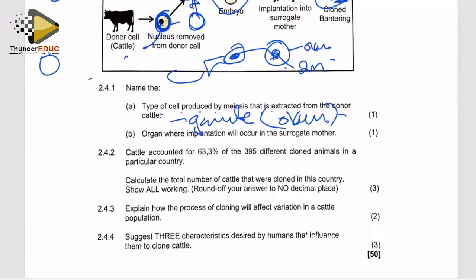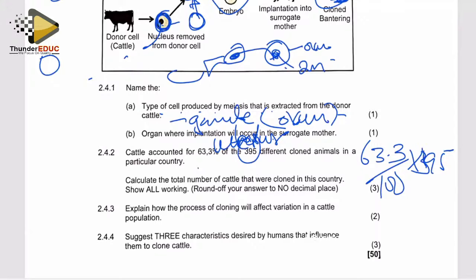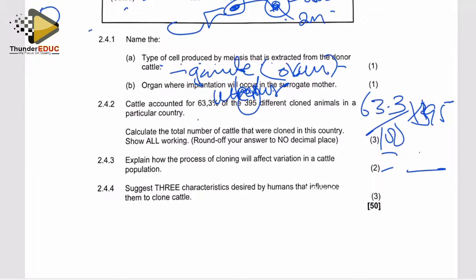They're saying the organ where implantation takes place, it takes place in the uterus. They're saying the cattle counted to be 63% of 395 different cloned animals in the particular country. Calculate the total number of cattle that were cloned in this country. So this one is simple, 63 divided by 100 times 395. So that is the answer. I don't have a calculator here, so you can calculate and find the answer.